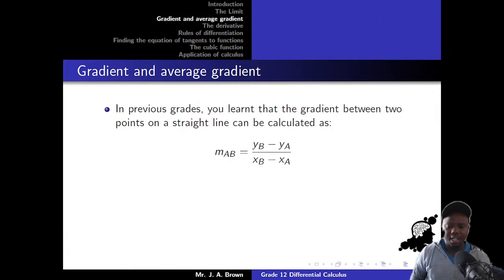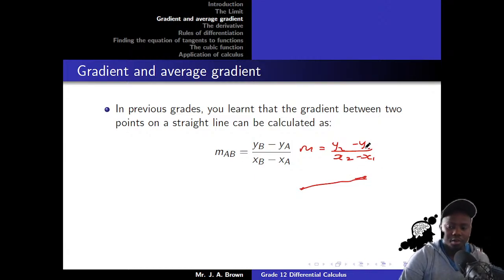Now we're talking about the gradient and the average gradient. They taught you in previous grades that the gradient between 2 points can be calculated as the change in y over the change in x. In other words, you can also calculate your gradient as y2 minus y1 divided by x2 minus x1. Now this is good and dandy, but you need to remember that if we have such a setup, this has to be the straight line joining 2 points. Okay, my line is not very straight, but we need to have a straight line that joins the 2 points because the gradient only exists in a straight line. In fact, the gradient is constant on a straight line.